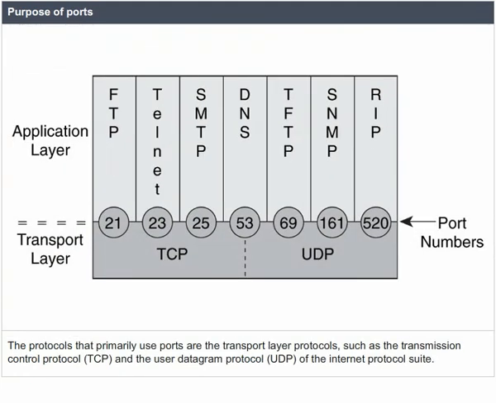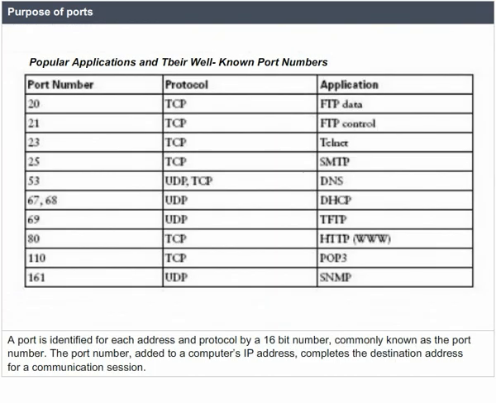The protocols that primarily use ports are the transport layer protocols, such as the Transmission Control Protocol (TCP) and the User Datagram Protocol (UDP) of the Internet Protocol Suite. A port is identified for each address and protocol by a 16-bit number, commonly known as a port number. The port number added to a computer's IP address completes the destination address for a communication session.